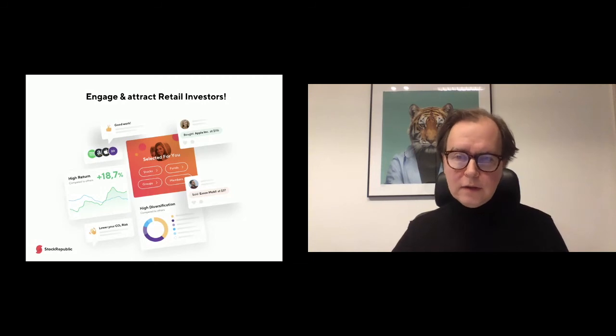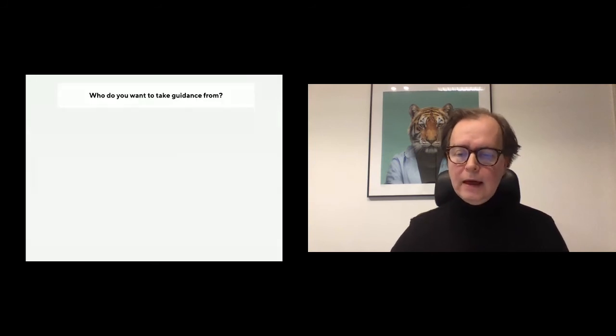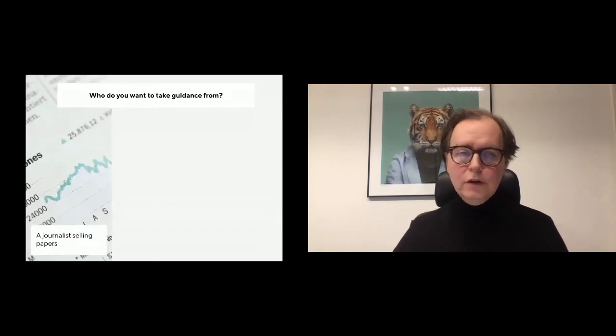So if the question in bank customers' heads is how to handle my investments in mutual funds or stocks, for my pensions or for my kids, then it comes down to they need some kind of guidance. And there are a couple of options here when it comes to guidance. You could buy a newspaper and read it, for sure. You can go to your bank and get some advice from the bank, buying probably their own products.